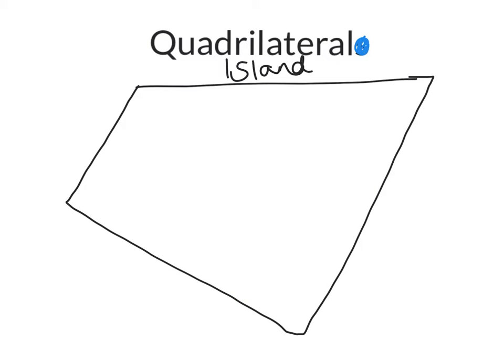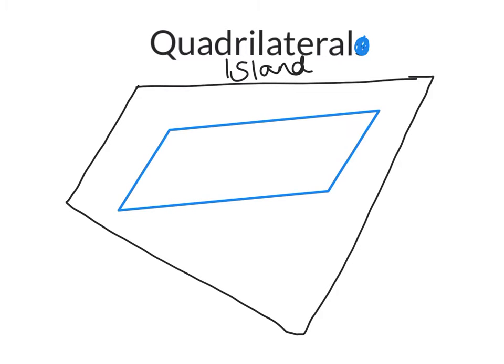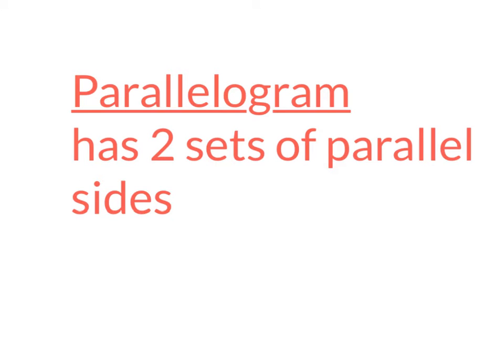All right, so on Quadrilateral Island, there's a really special family that lives there. And this family is called the parallelogram family. And so a parallelogram looks kind of like this. It looks a lot like the shape of Tennessee. It is a parallelogram because it has two sets of parallel sides. So remember, parallel lines have this marking, these arrows. So we're going to try to notate that on our picture.